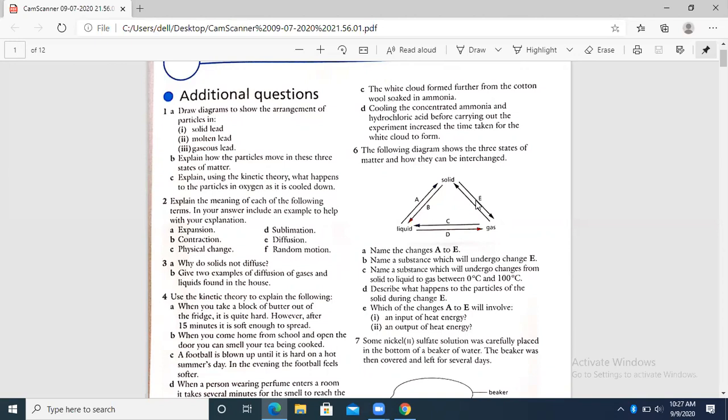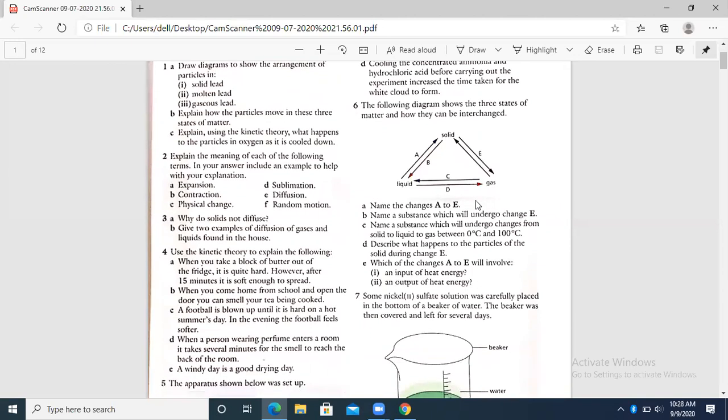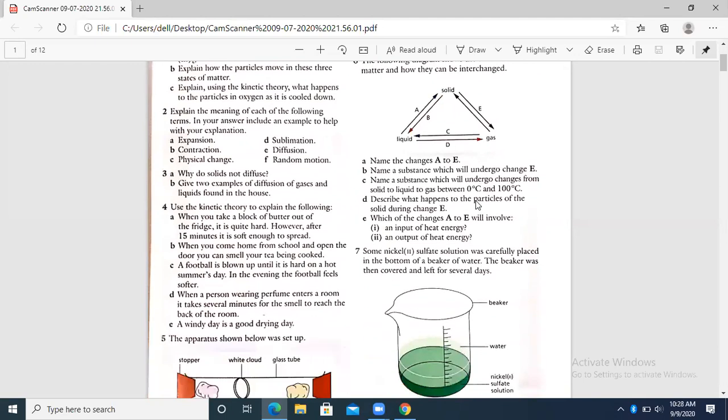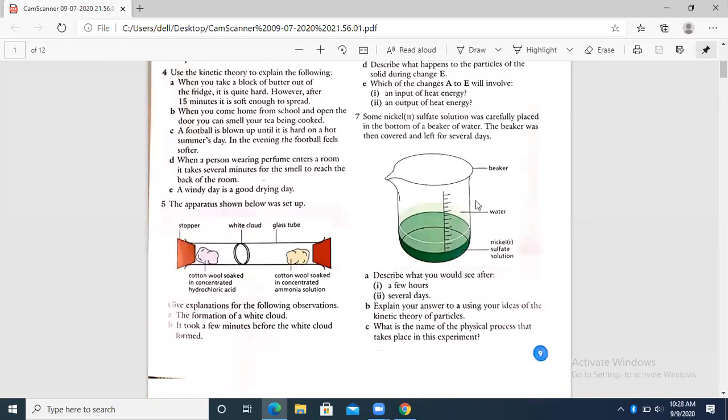Okay, then next question. Question number 7. So, question number 6 is easy. I can put it in the exam. You will write it correctly. Okay. Question number 7.